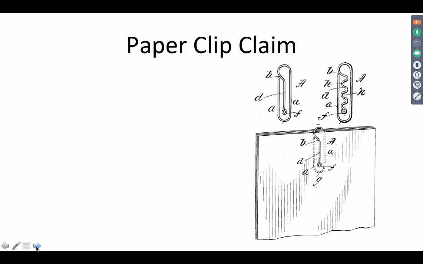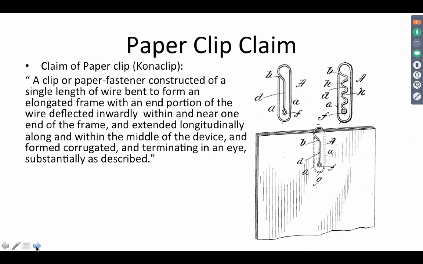Now this is a paper clip. This is a claim for a paper clip, what is called the Kona clip. Now in this case, you can read the claim there. A clip or paper fastener constructed of a single length of wire bent to form an elongated frame with an end portion of the wire deflected inwardly within and near one end of the frame and extended longitudinally along and within the middle of the device and formed, corrugated and terminating in an eye substantially as described.